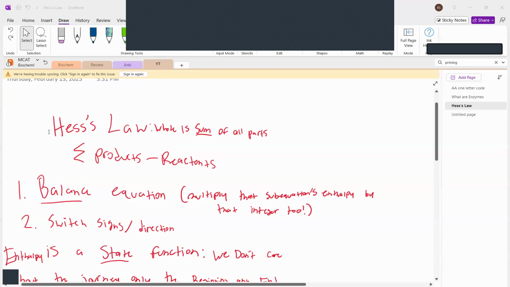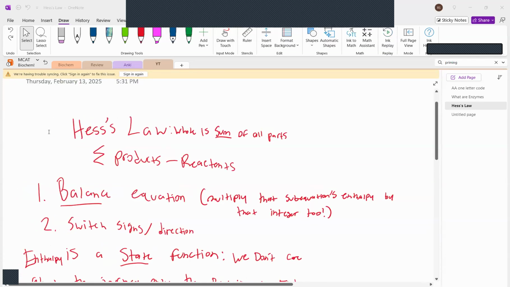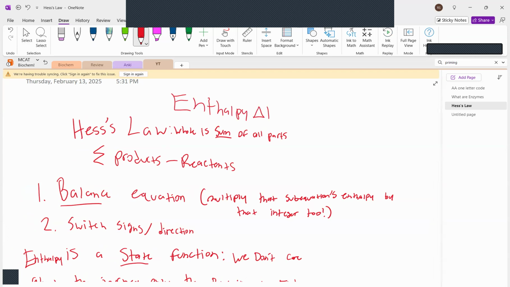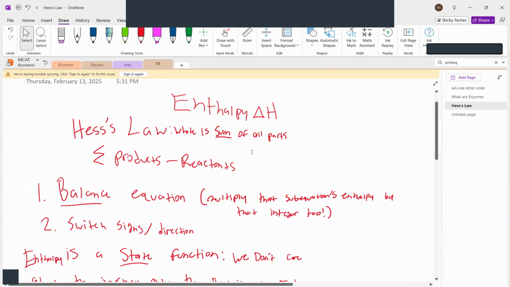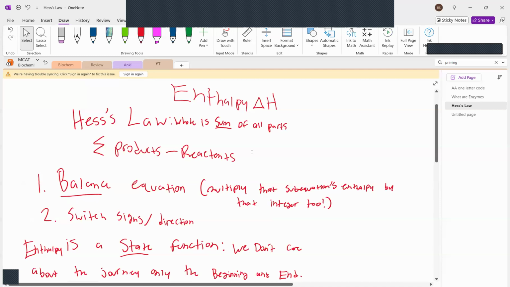Today I want to be talking about Hess's law. Hess's law is related to enthalpy. If you have enthalpy, or delta H, essentially it's saying that the whole is the sum of all of its parts. So if you have a chemical reaction, then when you sum up all of those individual parts to get to your final equation, that's your total enthalpy for that reaction.